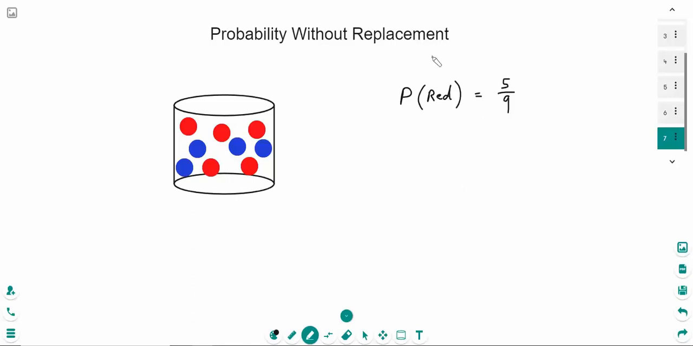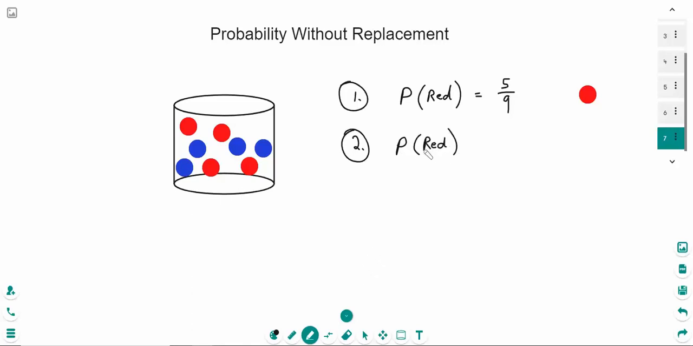Now let's say we do that. We dive right in and we pull out a red. Hooray! We had a 5/9 probability of getting that red, and we got it. Now let's say this was just the first trial, but let's say we have a second trial. What's the probability of getting a red? We already know that. It's 5/9. Well, then what happens if I pick again? I want to know the probability of picking another red.